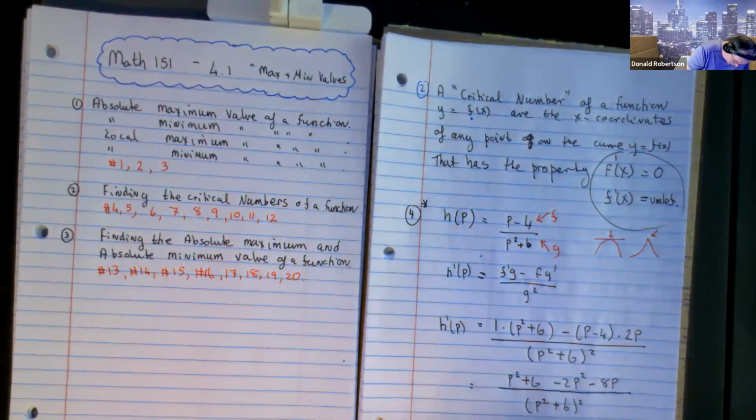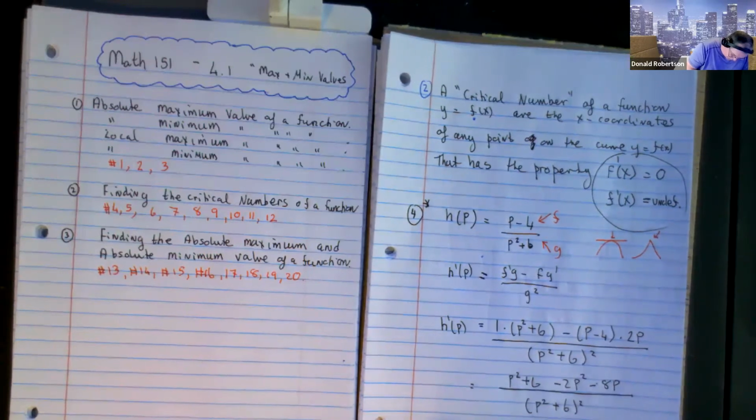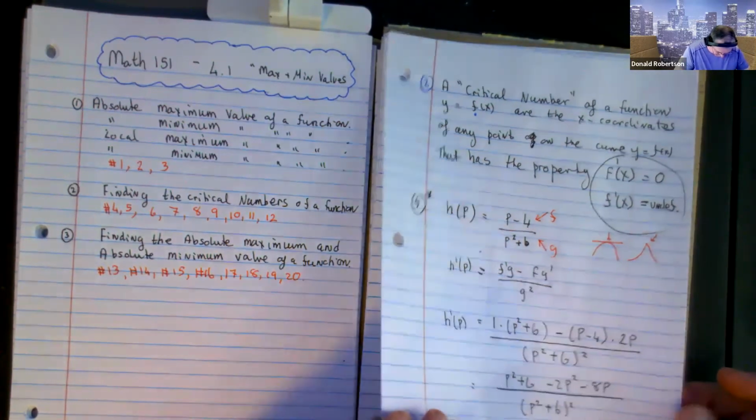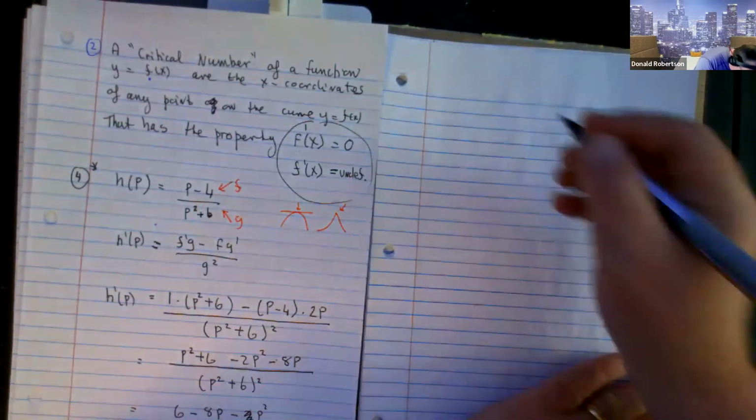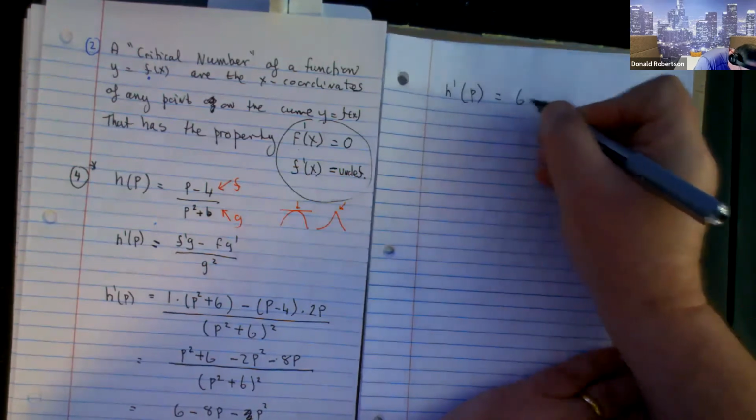Oh God, this is ugly. 6, take away 8p, take away 2p squared. Take away 1p squared, because that and that partially cancel. All over p squared plus 6 squared. I'm just going to write this guy up here again. So you don't need to do this because it's the same guy.